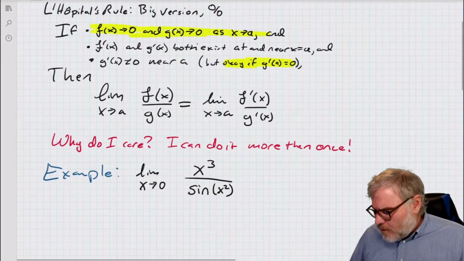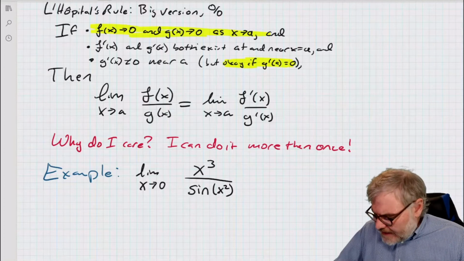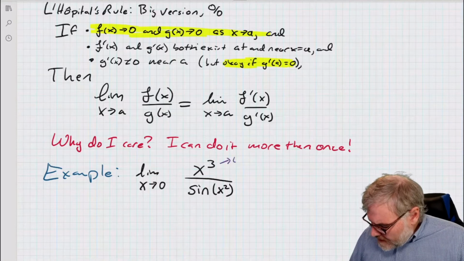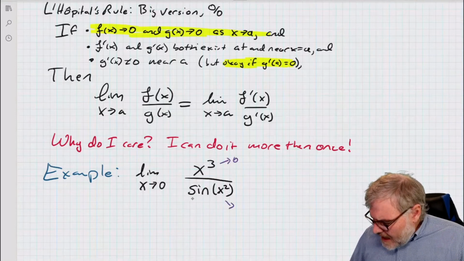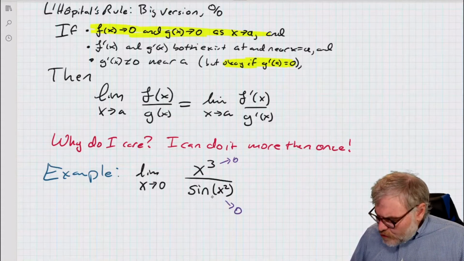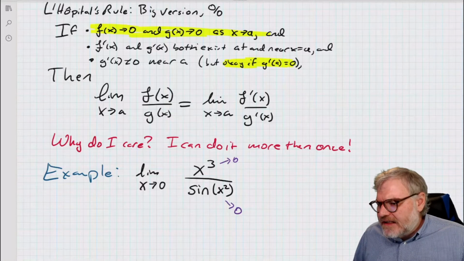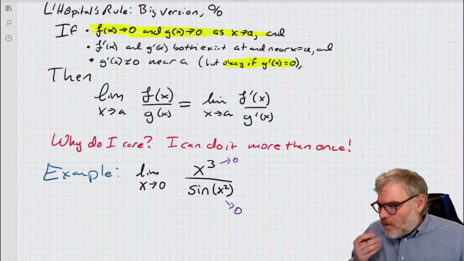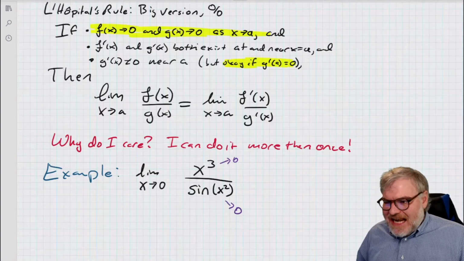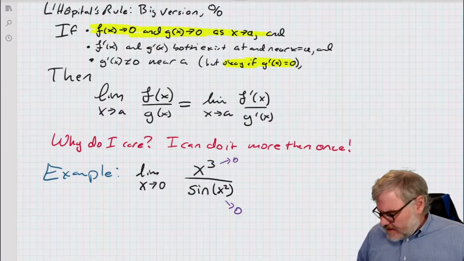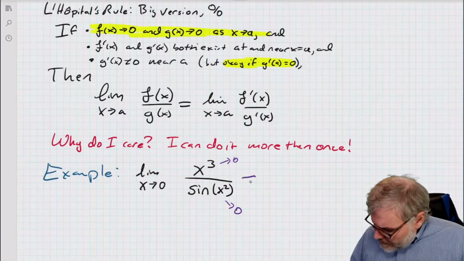Why do I care? I can do it more than once. Let's look at this. Here's something that I couldn't do with the baby version. The top here goes to 0, and the bottom, sine of x squared, also goes to 0. But when I take the derivative, I'm also going to wind up with something equal to 0: 2x cosine of x squared, which goes to 0 because of the x in front. That's bad. So the original L'Hopital's rule could not deal with this, but this one can. Let me show you what I mean.